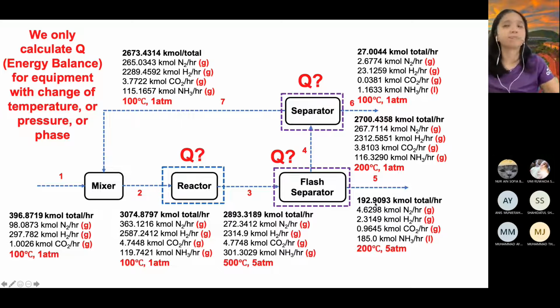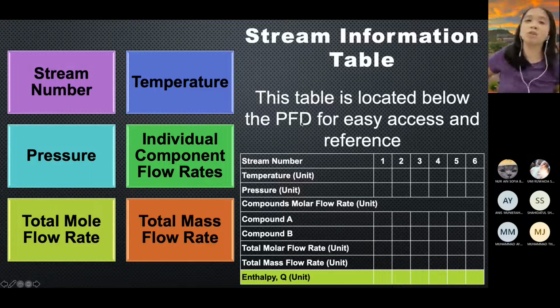So in this plant of 4 equipments, basically you have to do energy balance for 3 equipment, or basically you have to calculate Q for reactor, flash separator and another separator. Okay. So next one, why do you need to calculate Q?